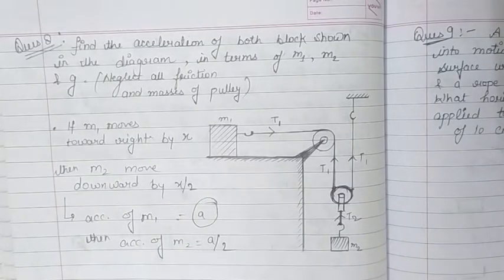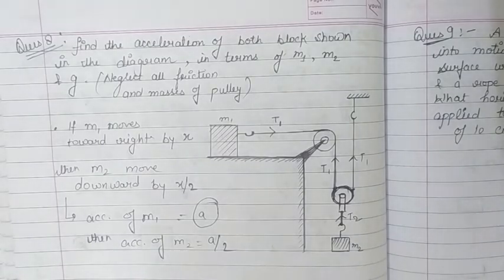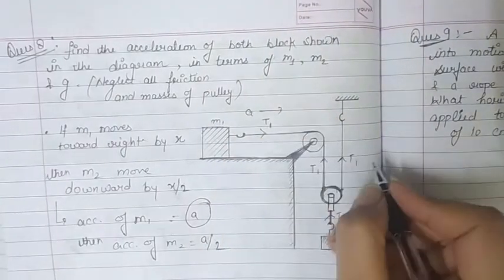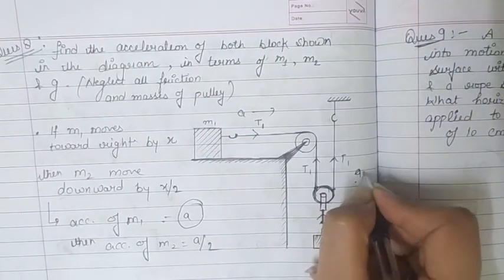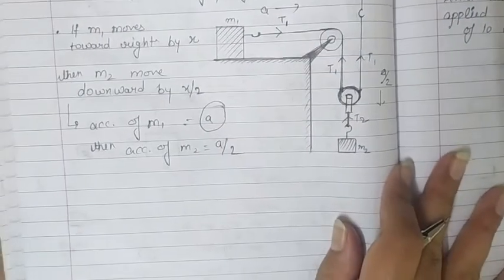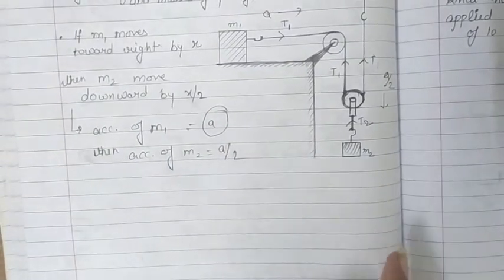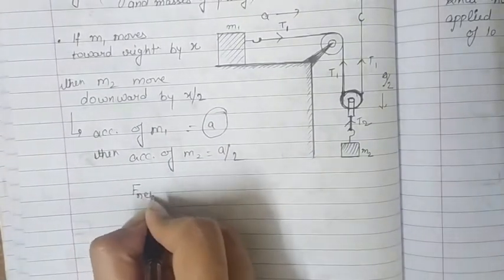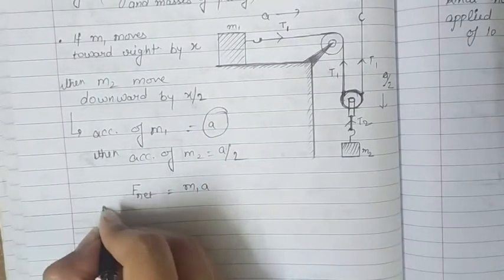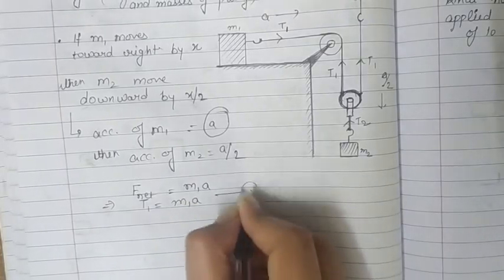Now we are going to write equations of forces, and the acceleration that is acting here is like this. If it is moving right, it is moving downward by the acceleration of a by 2. So let's start with the equations. For this block M1, I can write net force is equal to M1A, and the only force acting on it is T1, which implies T1 is equal to M1A. This is equation number 1.